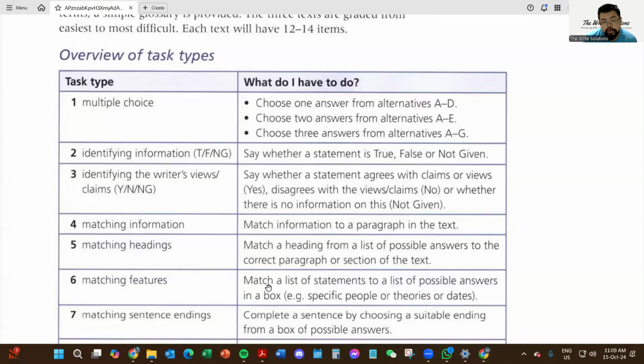Identify information, true, false, not given, as we said. What's similar is yes, no, not given. That's similar to true, false, not given. Now you have to match information to a paragraph to the text. We're going to talk about that a little bit later.